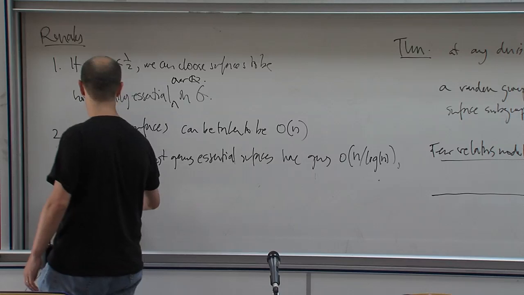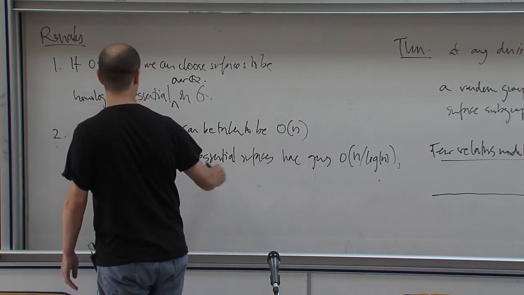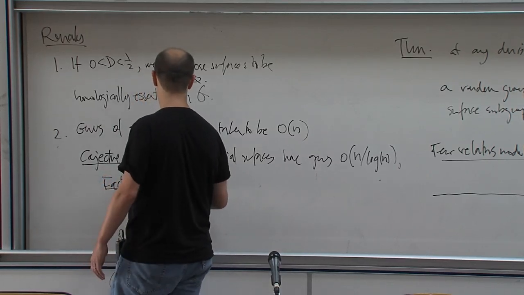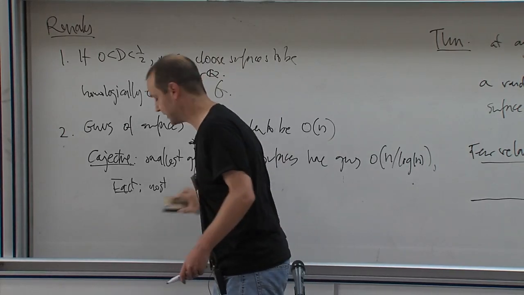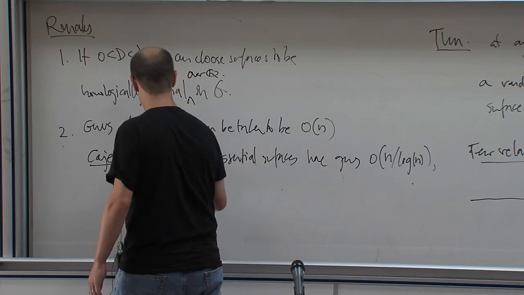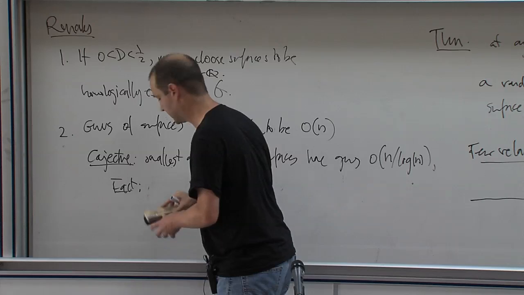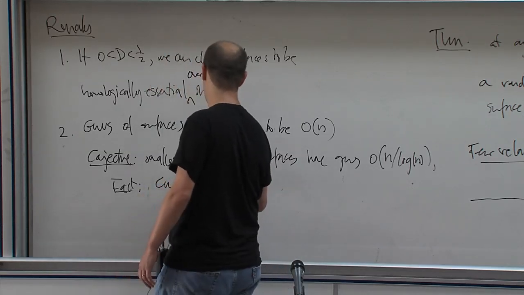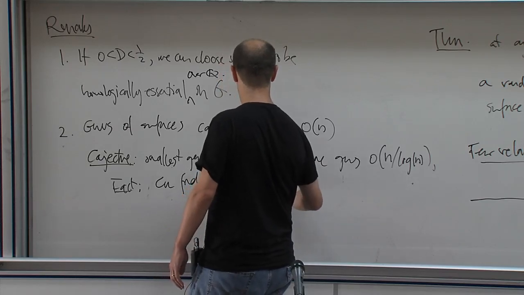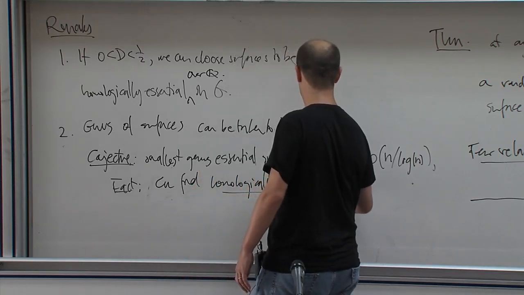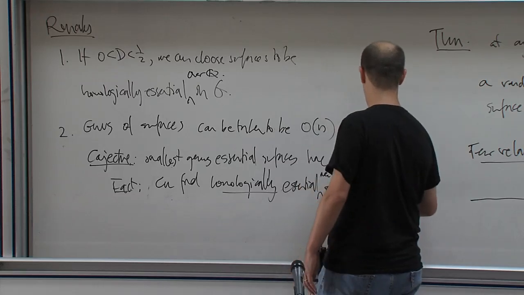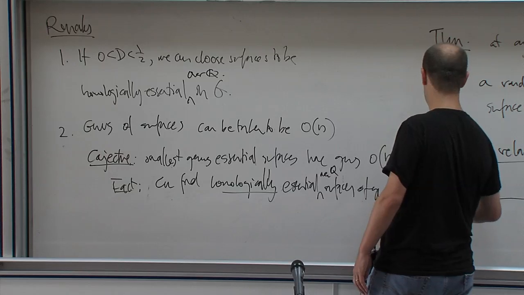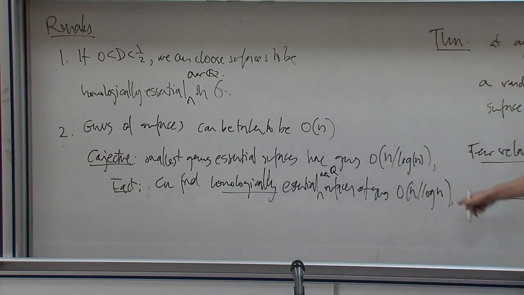And what we can show is that actually most, and again, rational, let me just say you can find homologically essential surfaces, and again this is homologically essential over Q, of genus O of n over log n, and this is sharp, and we can even say roughly what the constant is.